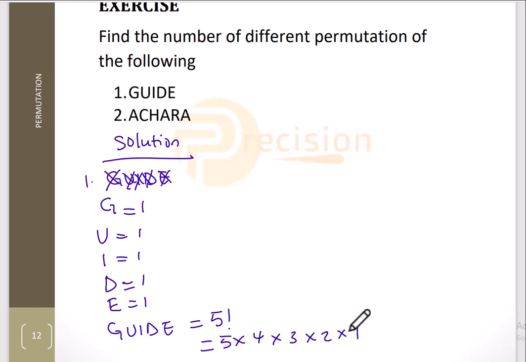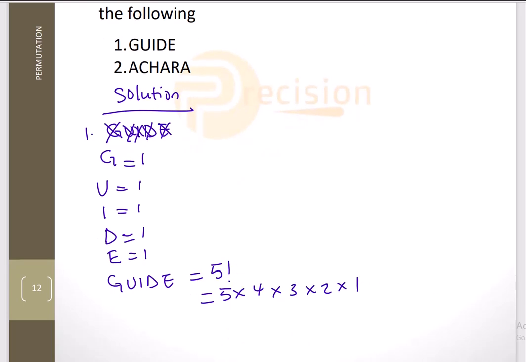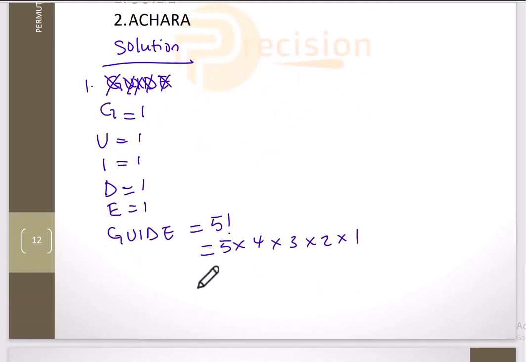If you don't understand why I did this, I've explained the reason in the first lesson. Check out the first lesson; we don't need to repeat that again. So from here, 5 times 4 is 20, 20 times 3 is 60, 60 times 2 is 120, times 1 is 120, and we are done. So just 120. Okay, let's do the next one that says achara.